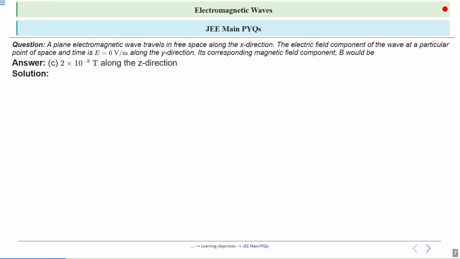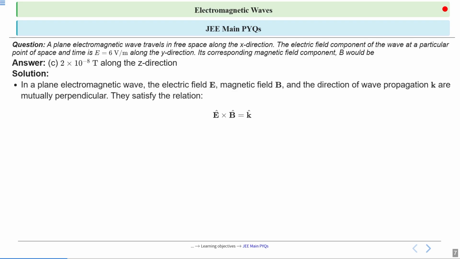So let's see. Option C is the correct option: 2 into 10 to the power -8 Tesla along the z direction. In a plane electromagnetic wave, the electric field E, magnetic field B, and the direction of propagation K are mutually perpendicular. So how can we find the direction of propagation? By taking the cross product of the directions of the electric field and magnetic field. E cap is the direction of the electric field, B cap is the direction of the magnetic field. So E cap cross B cap will give the direction of propagation.